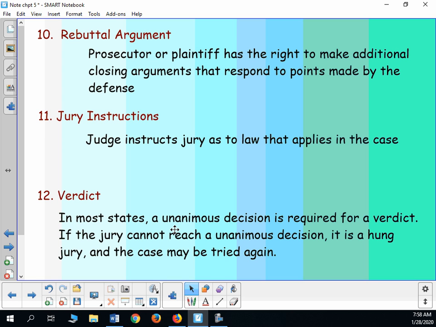All right, finally, 12. When the jury has finally come to their decision, they come back to the court and present their verdict. In most states, a unanimous decision is required for a verdict. If the jury cannot reach a unanimous decision, it is a hung jury, and the case can be tried again. That's up to the prosecutor whether that'll happen or not. If it is a civil trial, it doesn't always have to be a unanimous decision, but in a criminal trial, it usually does.